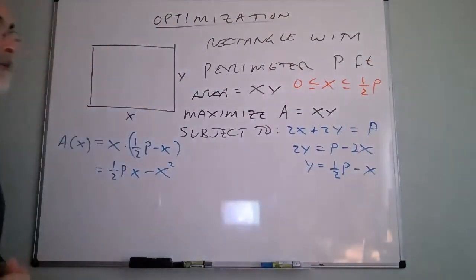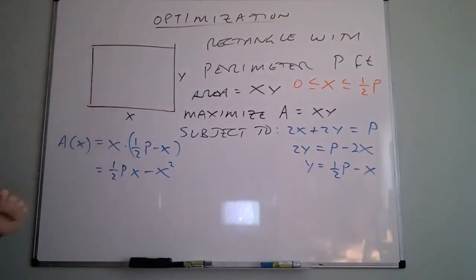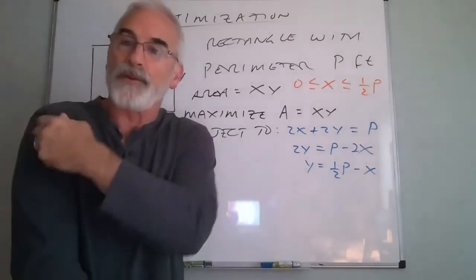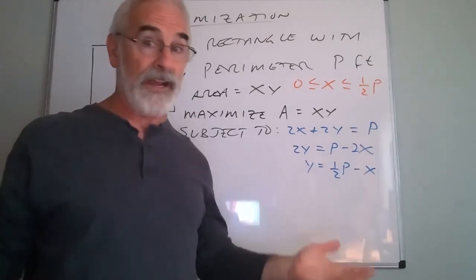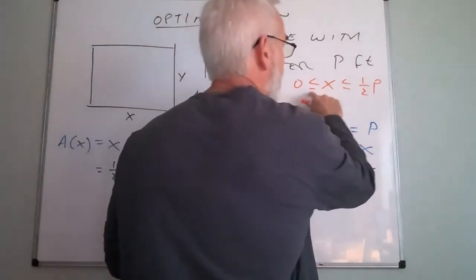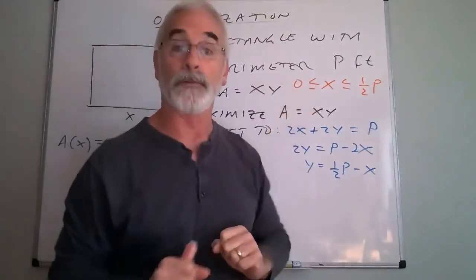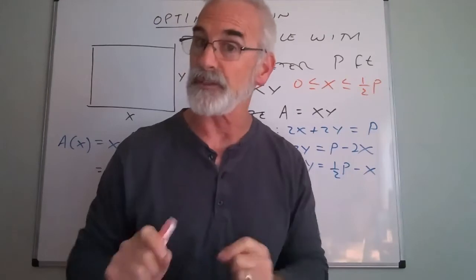Because I could use half the perimeter on x and the other half on the other side, or I could use half the perimeter on y and the other half on the other side. Now, that would be a lousy fence because it wouldn't have any area, but it's legal. I'm not violating any laws of physics. And here's the reason I really want inequalities with or equals, because now that makes it a closed interval. And if that's a closed interval, I can actually use the extreme value theorem.